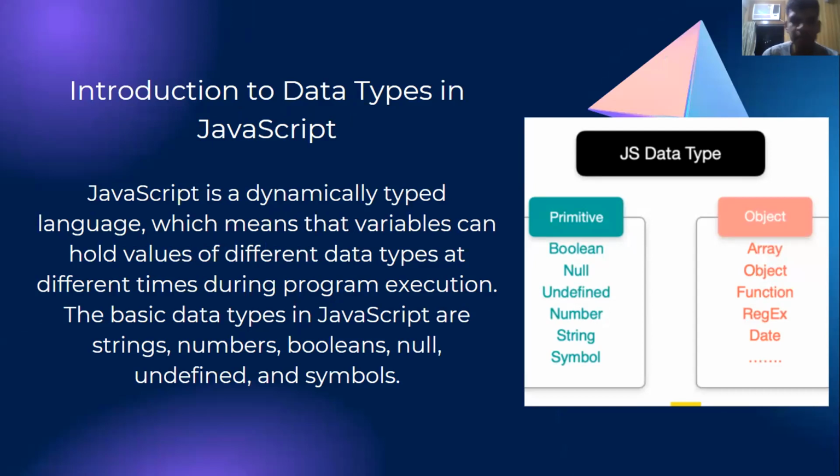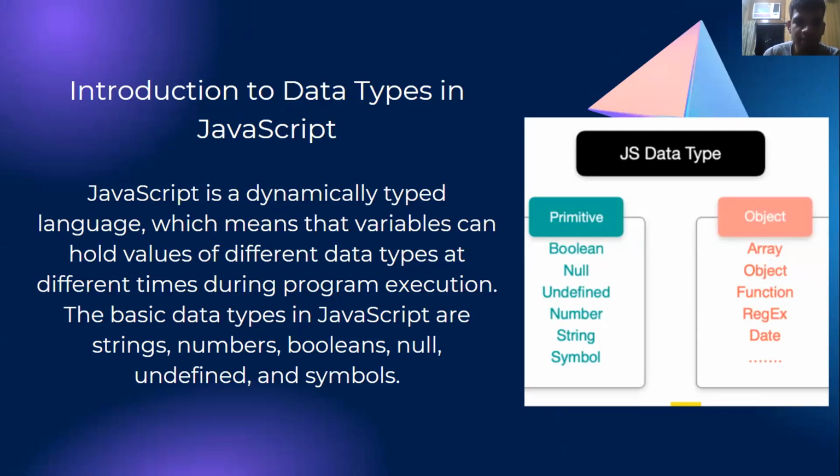JavaScript is a dynamically typed language, which means that variables can hold values of different data types at different times during the program execution. The basic data types in JavaScript are strings, numbers, booleans, null, undefined, and symbols. Strings are used to represent text and are enclosed in single or double quotes. Numbers can be integers or floating point numbers. Booleans represent true or false values.